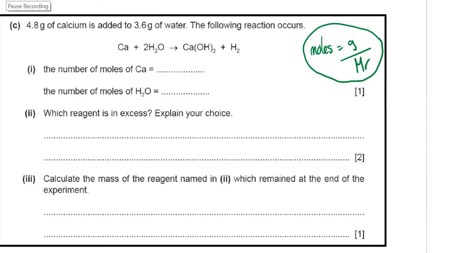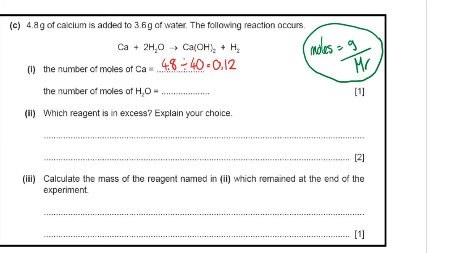Just need the same equation again, moles equals grams over MR. We've been given grams, we can work out MR. We always have a periodic table with the exams. So what is the moles of calcium? We've got 4.8 grams divided by, in this case, the AR of calcium, which is 40. So we've got 0.12 moles of calcium.